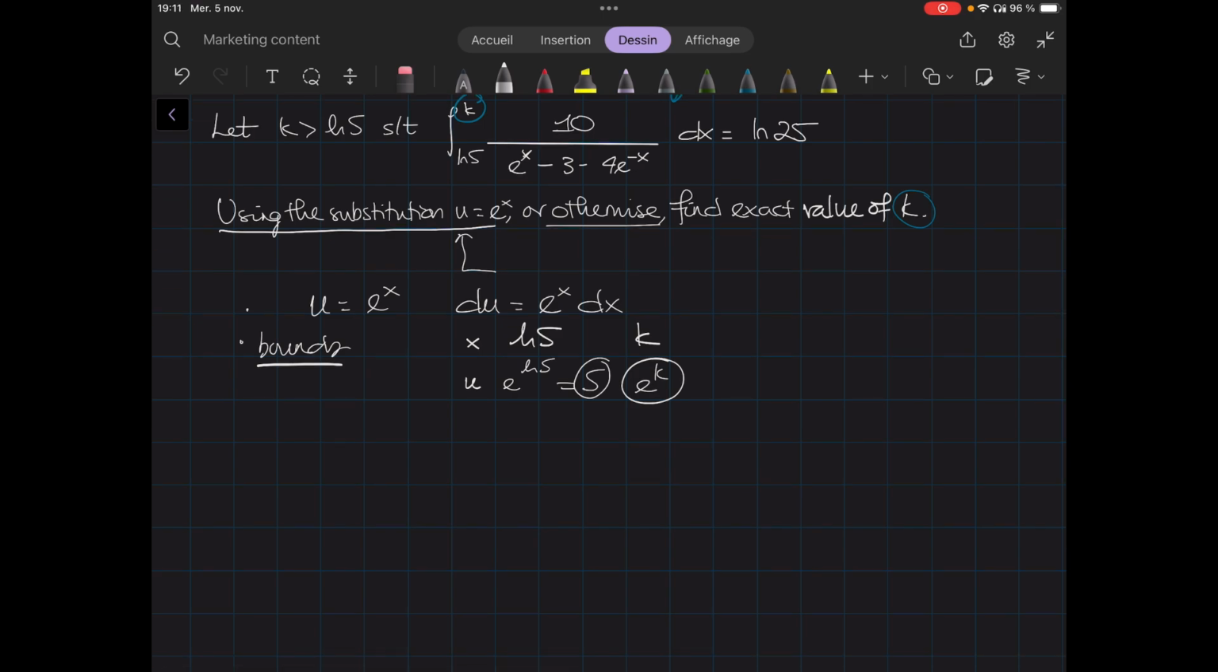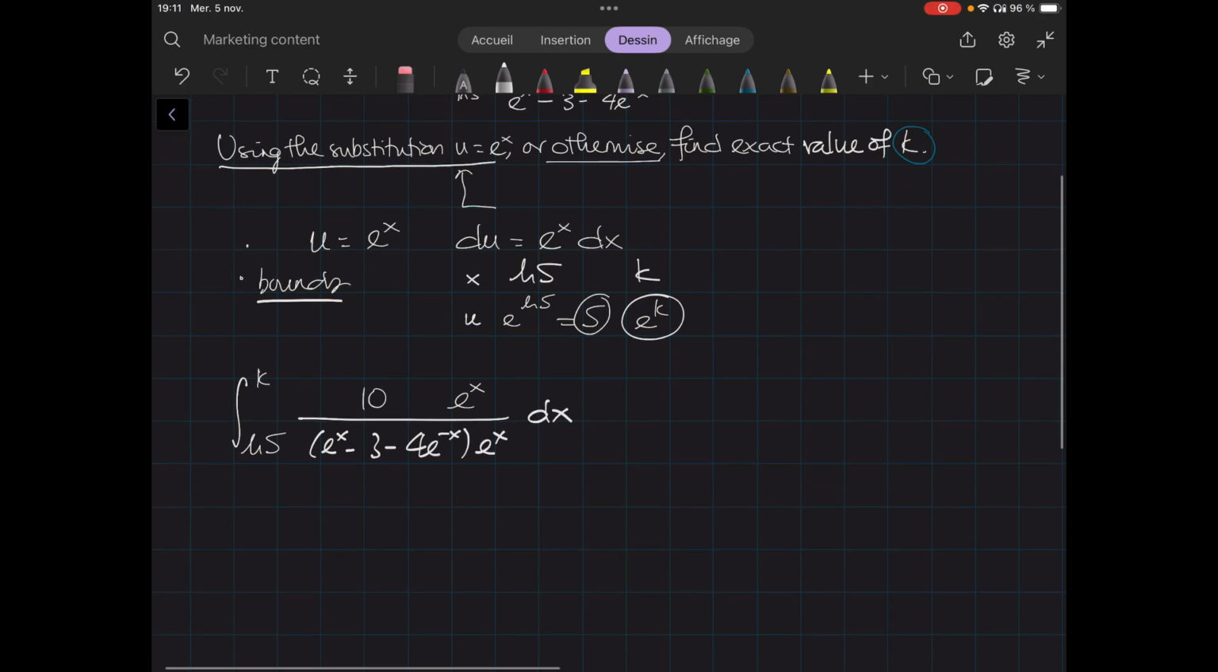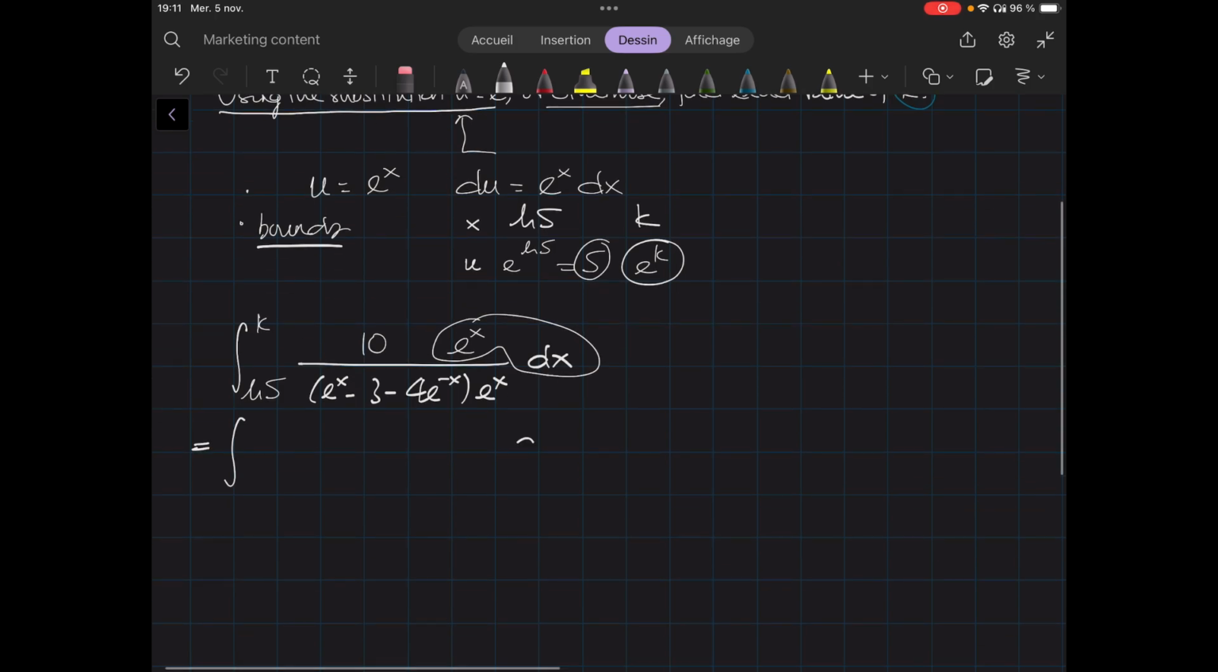We need to have e to the x dx in our integral. So what I'm going to do first is multiply e to the x to both the numerator and the denominator. This part, e to the x dx, will become du. The new bounds are 5 and e to the k. What we're left with is 1 over u squared minus 3u minus 4.